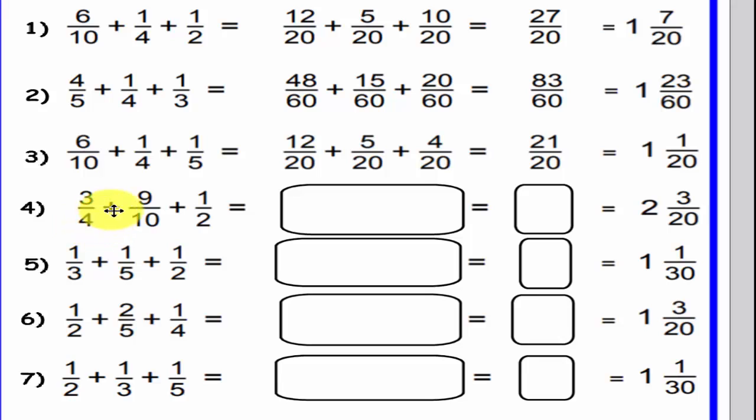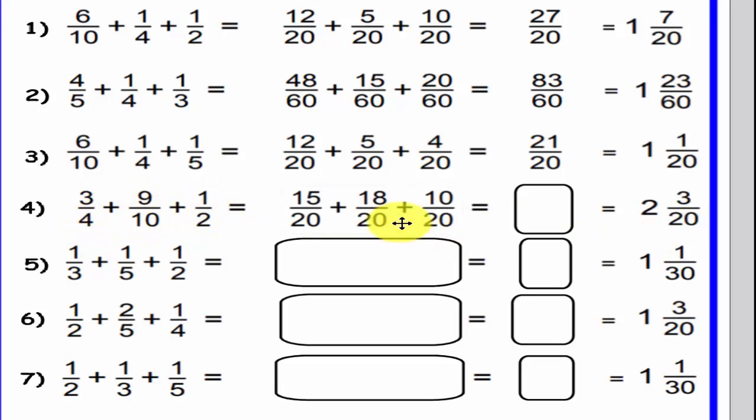The next one, 3/4 plus 9/10 plus 1/2. Common denominator is 20. Again, you know, divide the 4, the 10, and the 2 into the 20s to get your numerators. Add these up, and you have 20 goes into 43 2 times. Wow. And you have 3/20ths left over.